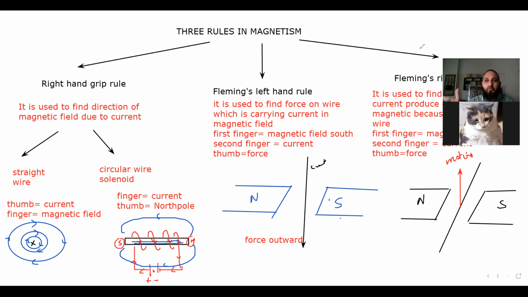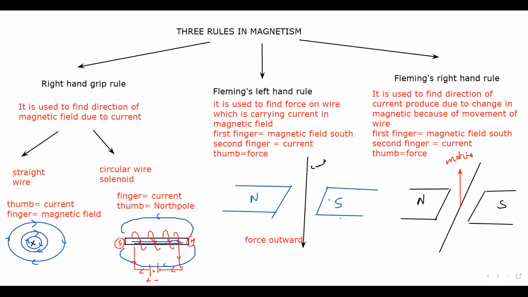The first finger points in the direction of the magnetic field. So the magnetic field is pointing to the right hand side, south is pointing towards the right, so the first finger is pointing towards the right. The thumb represents the motion of the wire. So the thumb is pointing up because this wire is moving up. The second finger represents the current, so the second finger is pointing into the page. So the direction of the current for this wire, it will carry a current into the page.